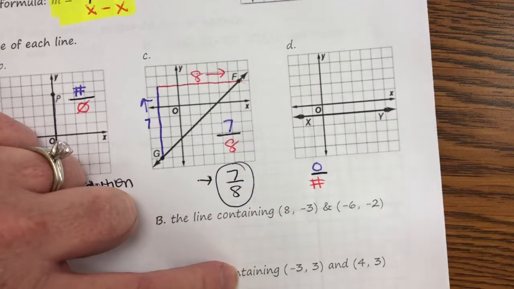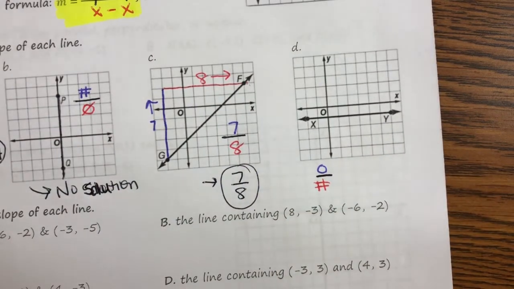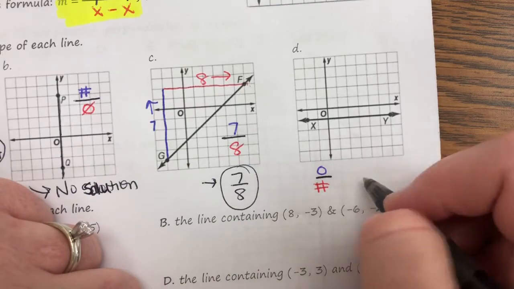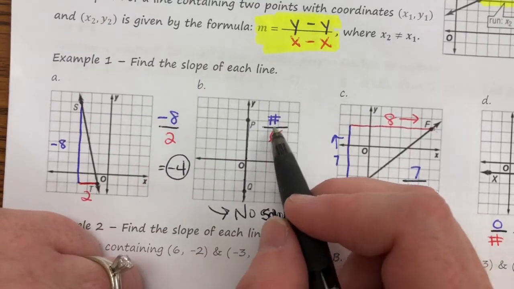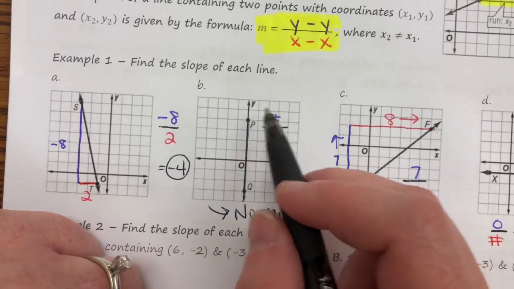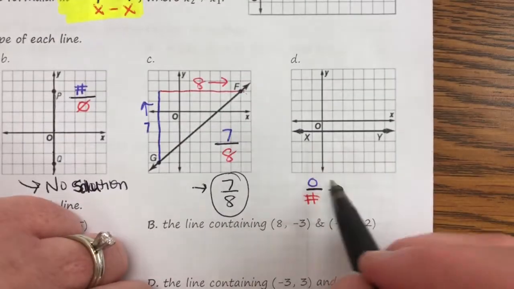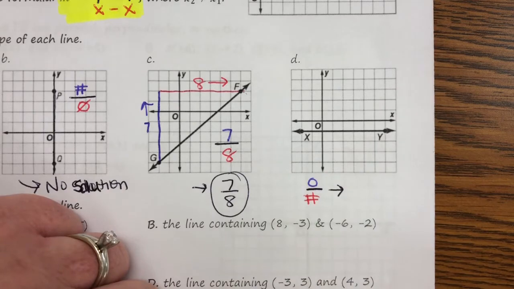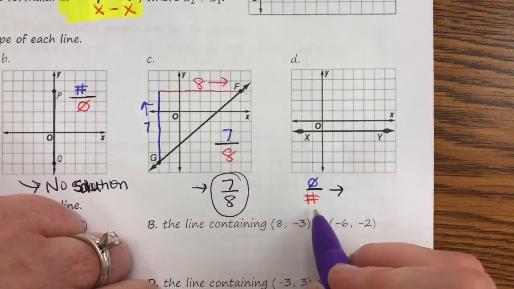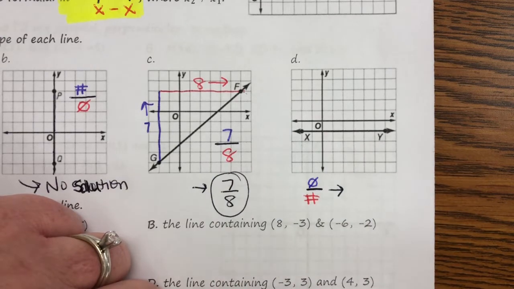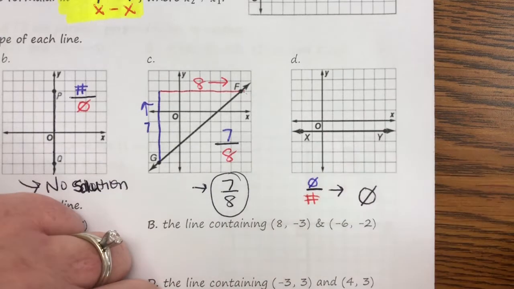All right, so since I have a 0, does that mean this is no slope also, no solution? No, because the reason we had no slope here is because there's a 0 on the bottom of a fraction and we can't have a 0 on the bottom. But there's not a 0 on the bottom of this fraction. There's a 0 on the top of the fraction, and 0 divided by any number is just 0, right?